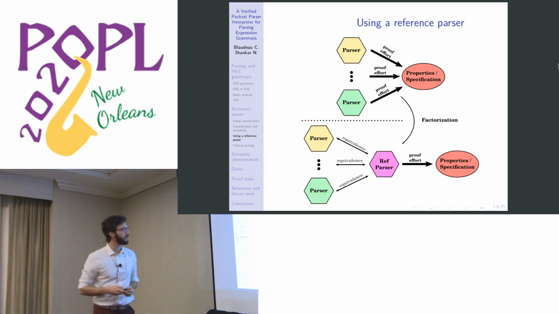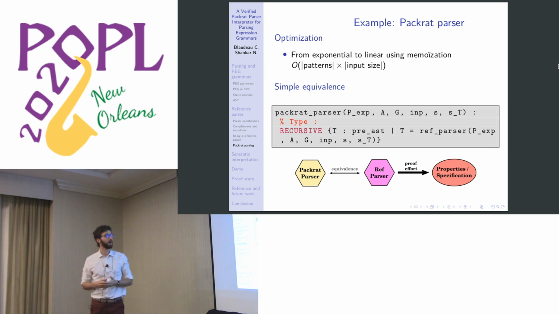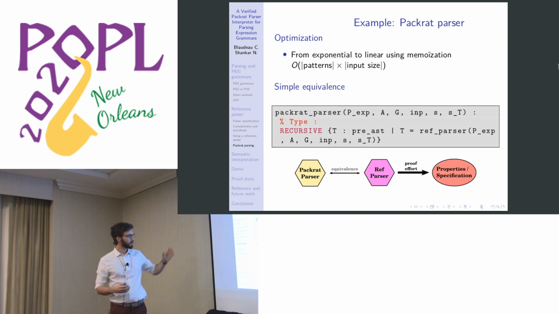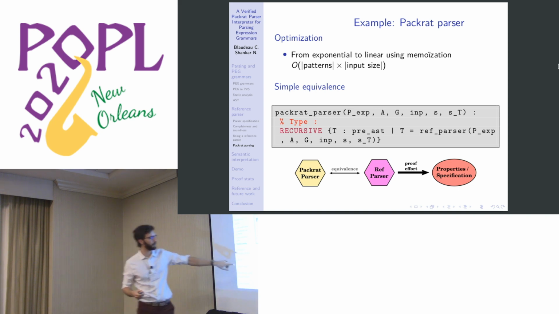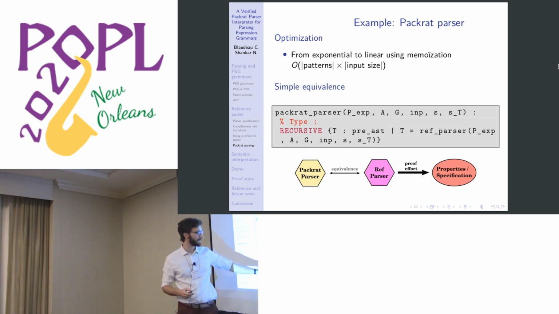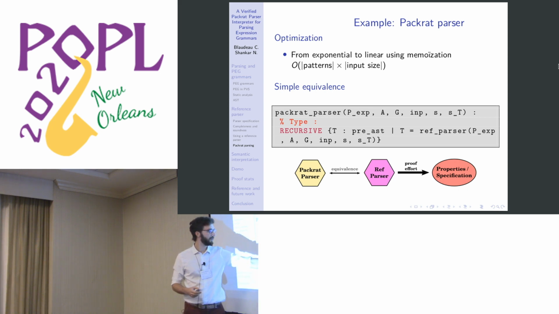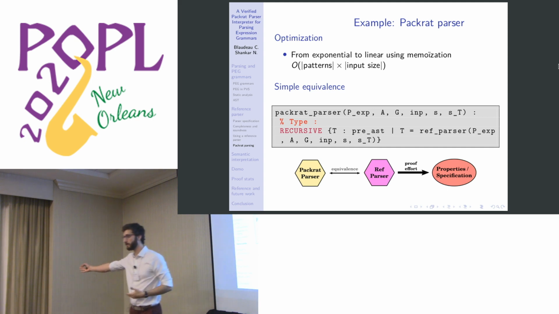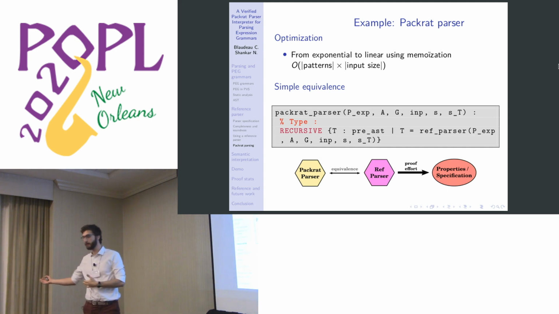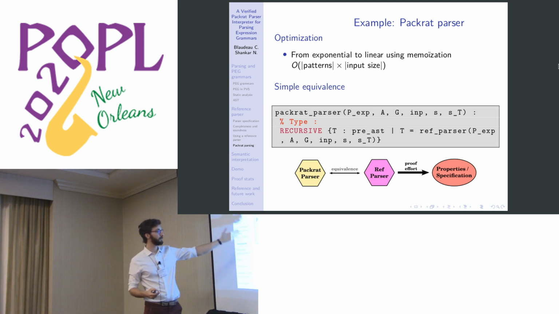And so let's look at an example. The simplest optimization you can do is to memoize results, so you don't compute the same thing two times. This makes you go from exponential to linear complexity. And so in this case, you have the Packrat parser, and you prove the equivalence with the reference parser, and you get all the properties of the reference parser almost for free. And the equivalence, you can just put it in the type.